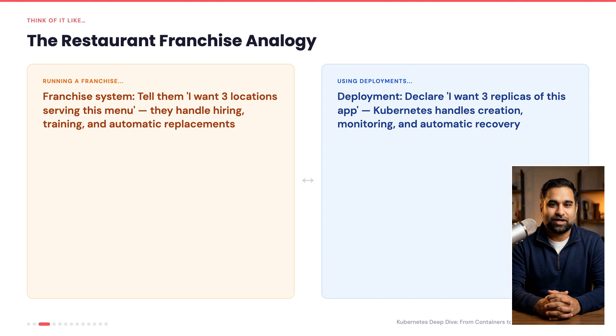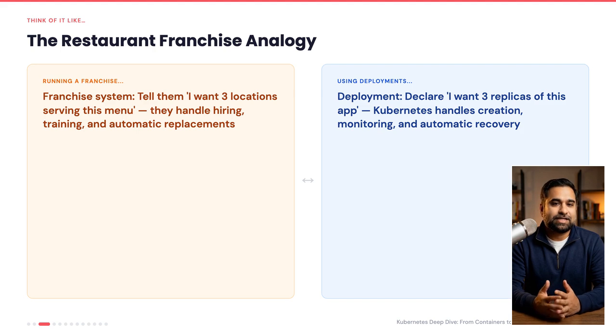Pods, the smallest deployable unit. Let's get technical for a moment. A pod is the smallest thing Kubernetes can deploy. It's a wrapper around one or more containers that share networking and storage. Now, here's a key point: most of the time, a pod contains just one container. The multi-container pod pattern exists for specific use cases like sidecar containers, but don't worry about that yet. For now, think one pod, one container, one instance of your application.